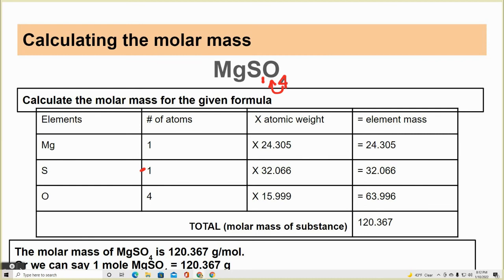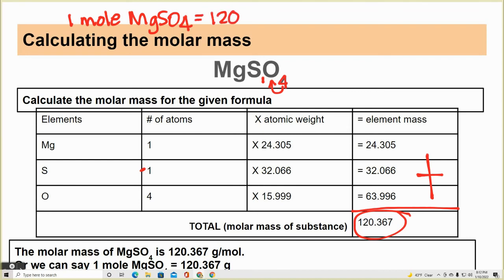All right. So what do you do with all these element masses? You add them all up, and you get 120.367. See it? All right. What does that mean? That means that 1 mole of MgSO4 has a mass of 120.367 grams of MgSO4.